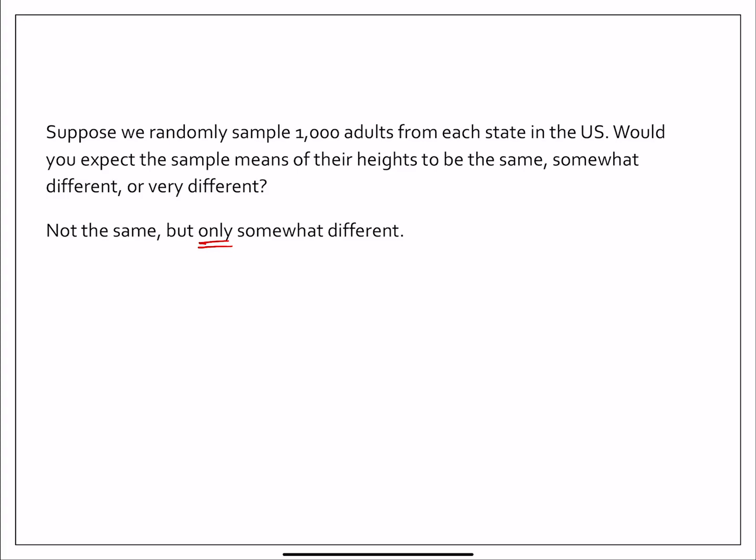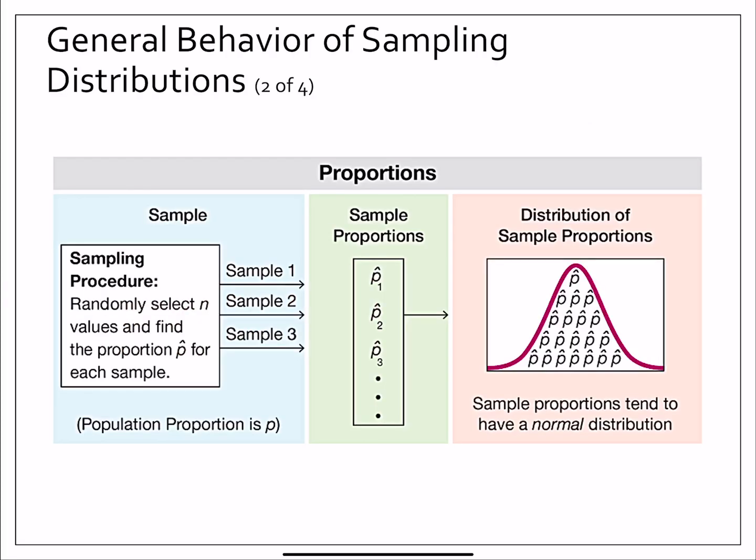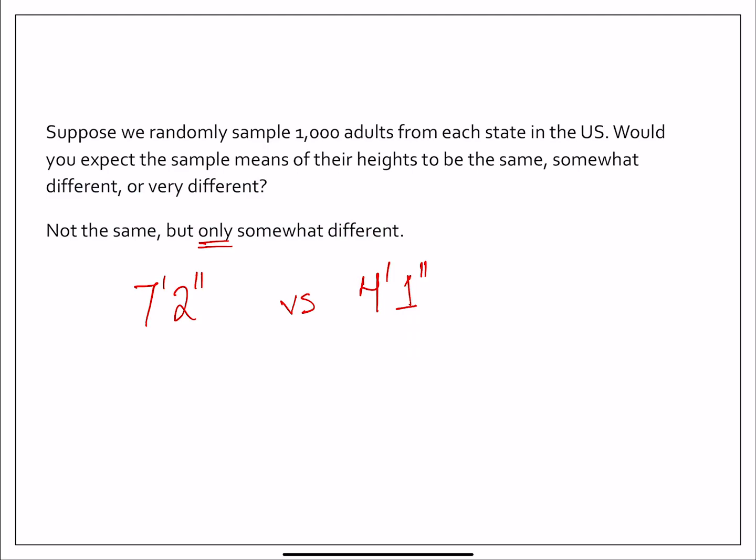You're not going to take one state and find that it has a mean height of 7 feet 2 inches versus another state that has a mean height of 4 feet 1 inch, right? You're not going to find that. Yes, you may have tall basketball players somewhere, or really, really short people in some places, but they'll all kind of balance out and put us somewhere in the middle. That's what's going to happen. They're all going to balance out.